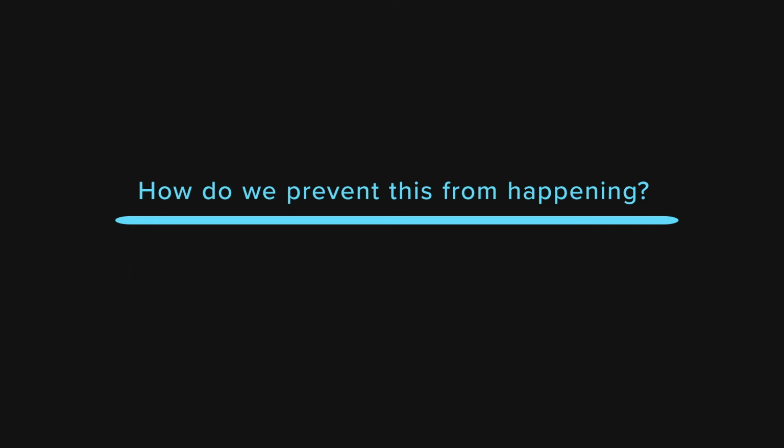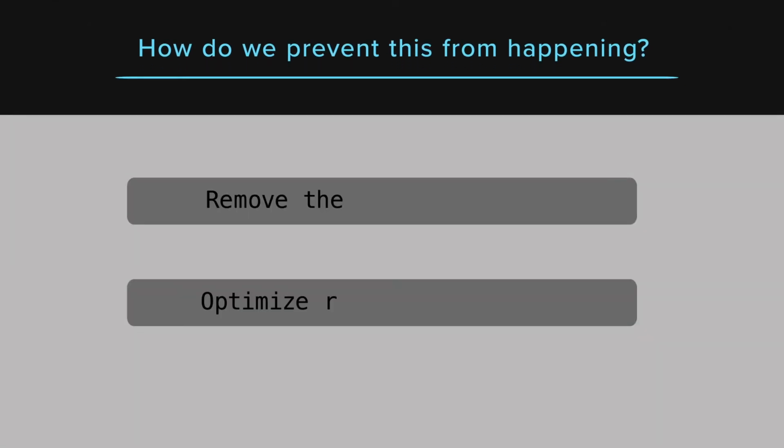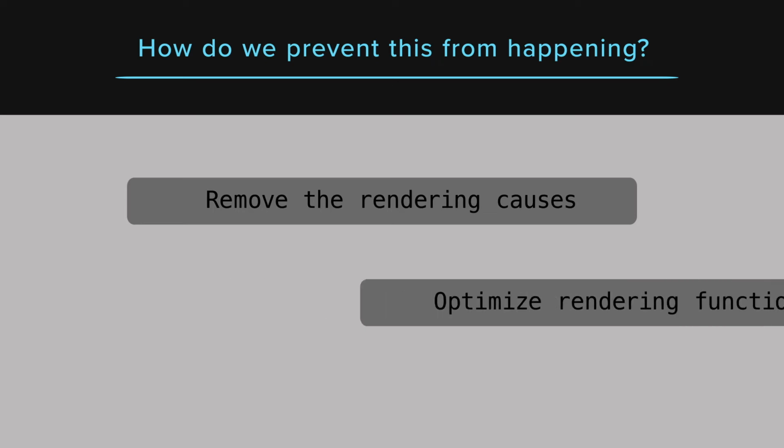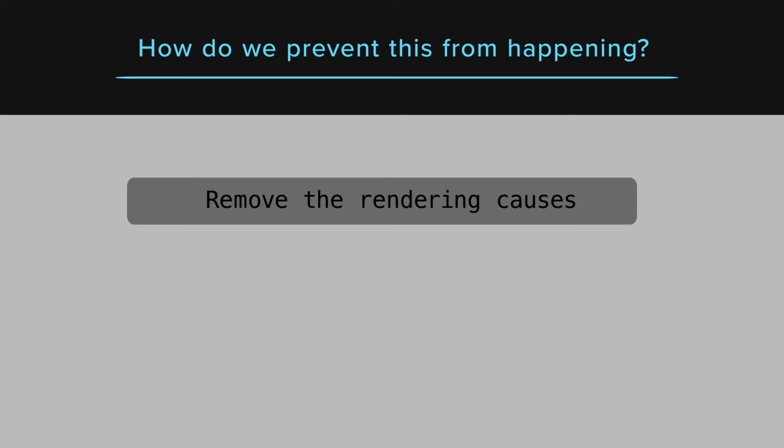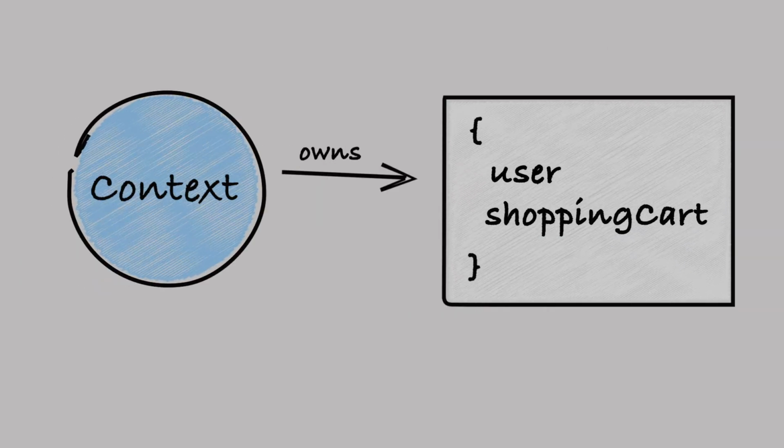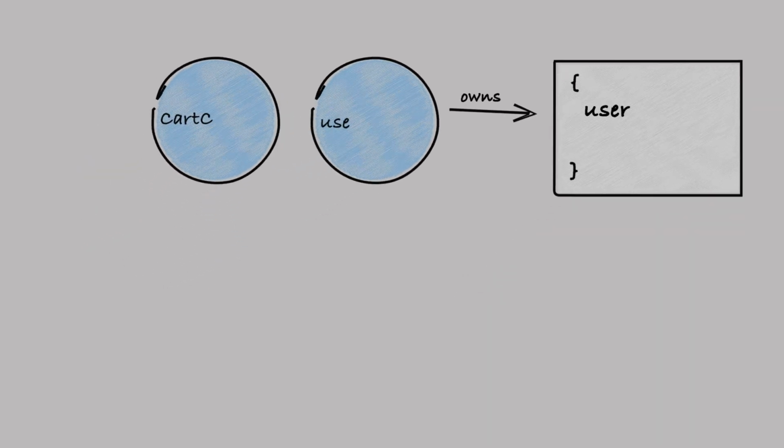On the most basic level, there are two things you can do. Remove the rendering causes. Optimize rendering functions. Let's consider removing the rendering causes first. In the example above, we have one context provider which holds data that has different reasons to change. So why not bail out of rendering by splitting context?